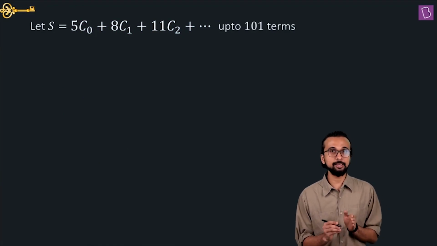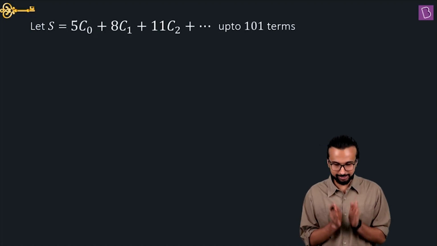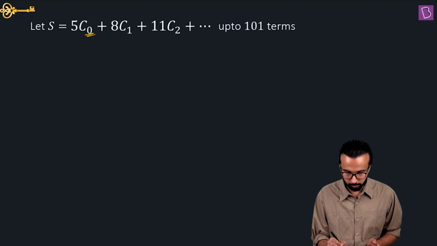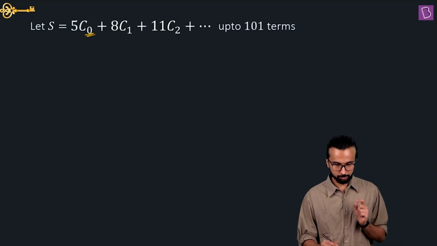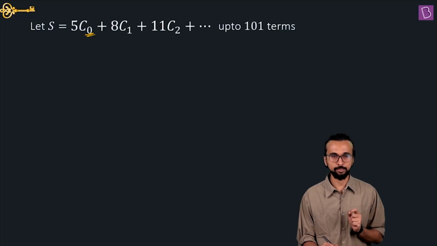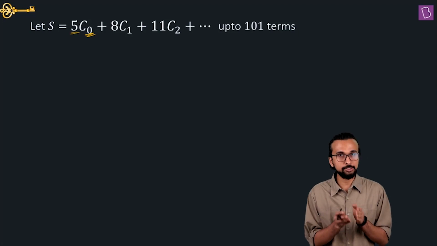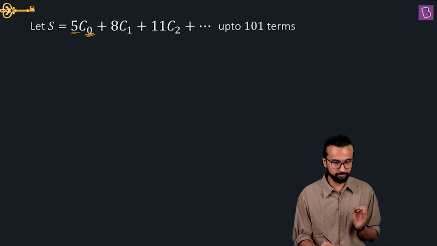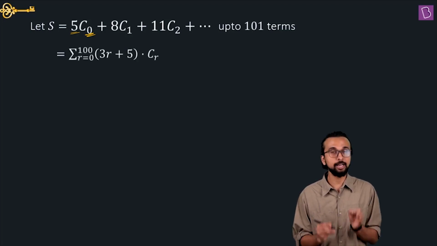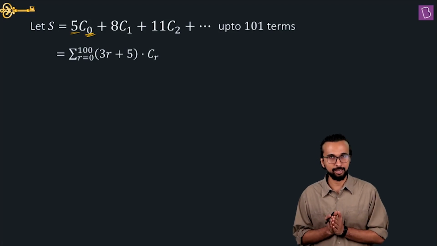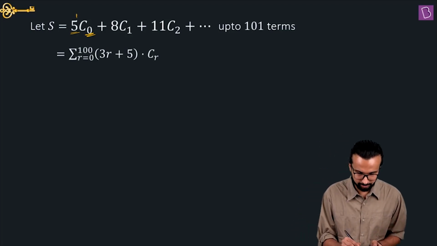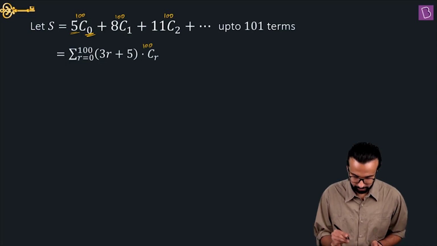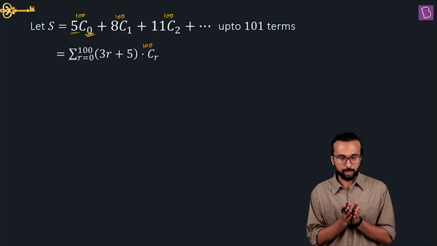Now, let's write this in sigma notation. R goes from 0 to 100, NCR into, so the R equal to 0 term will be 5, the R equal to 1 term will be 8. So I'll write that as 3R plus 5. So I get sigma R equal to 0 to 100, (3R plus 5) into CR. CR here is nothing but 100CR, so I'll make that change to everything. It becomes 100CR.